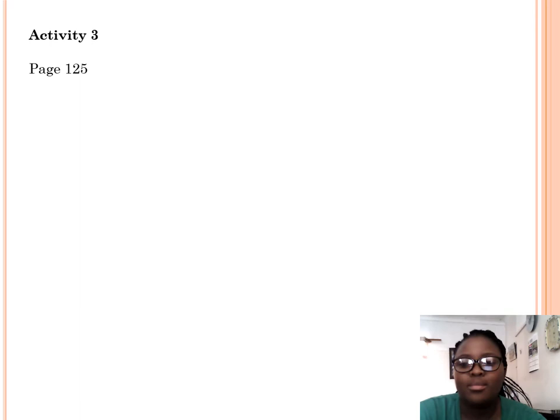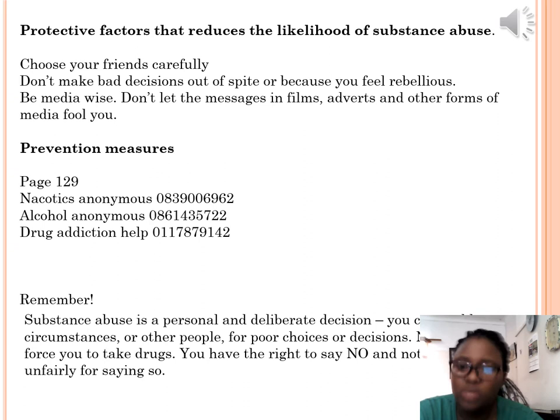All right, now this brings us to almost the end of the session. We're just going to look at 2 things really quickly. Protective factors that may reduce the likelihood of substance abuse. Okay, the book gives you plenty of these examples, but just to name a few, you have to choose your friends really carefully, right? Another thing is, do not make bad decisions just in the heat of the moment because you're feeling angry. Just cool down. Think of what you would do when you are in your right state of mind.